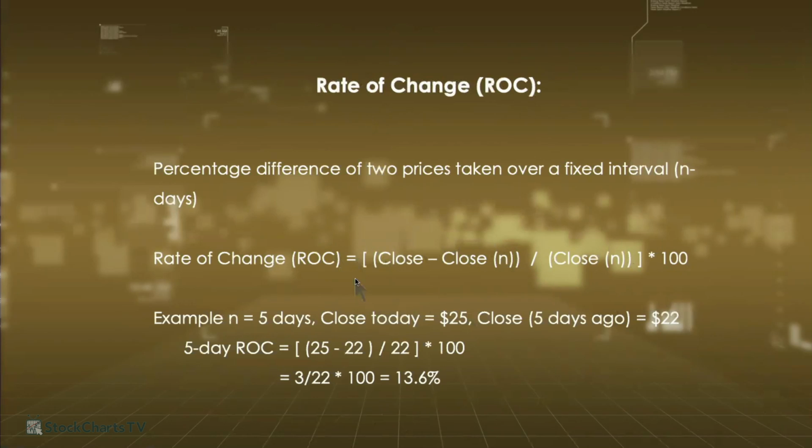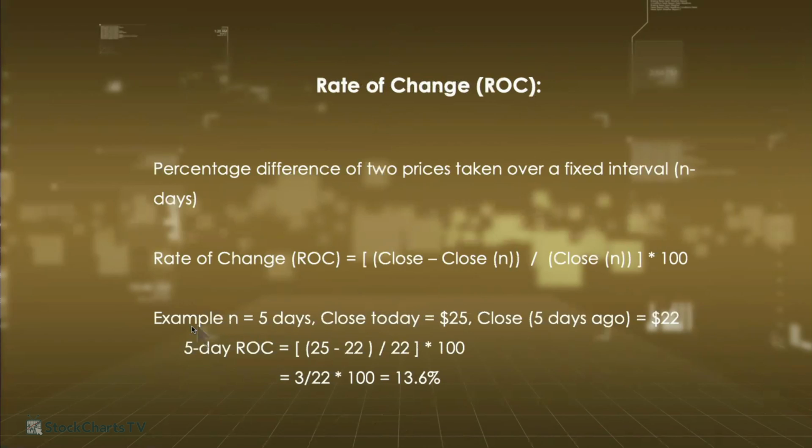So basically you're just taking the percentage of the rate of change over that many days. For example, N, let's just stick to 5 days. It's pretty easy to visualize. Let's say the close today was $25. The close 5 days ago was $22. So momentum would give you a positive $3, right?